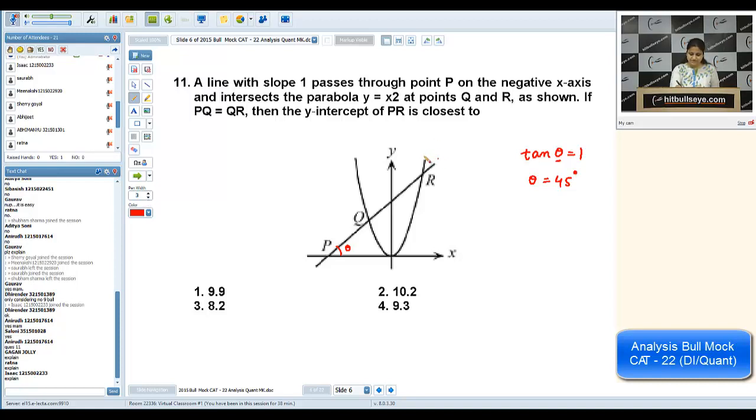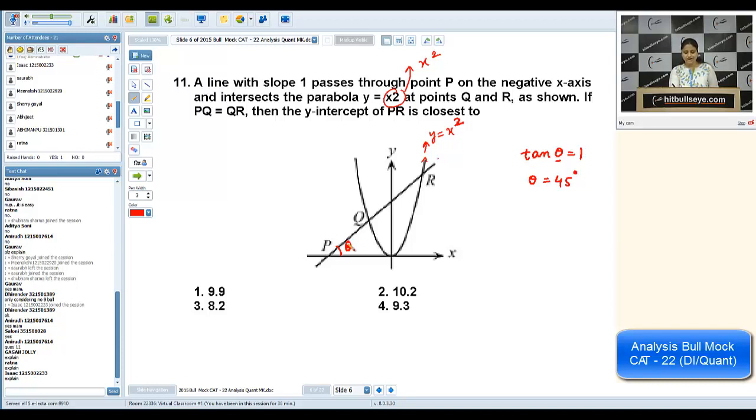So this is the parabola. The equation of this parabola is y is equal to x square. That is the parabola equation. Now what is asked here? If PQ is equal to QR, then the y-intercept of PR is closest to.